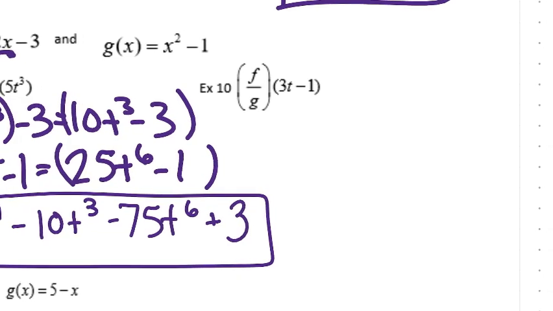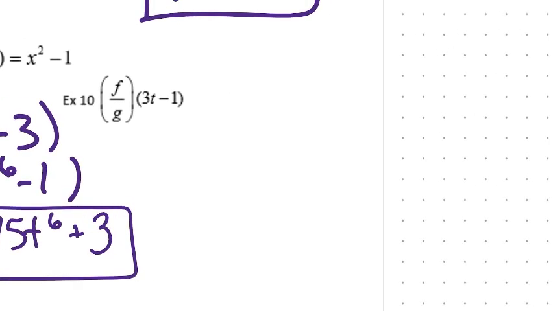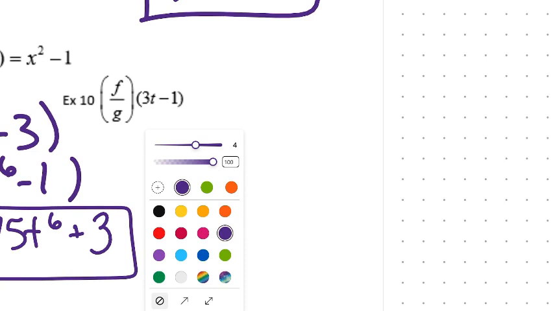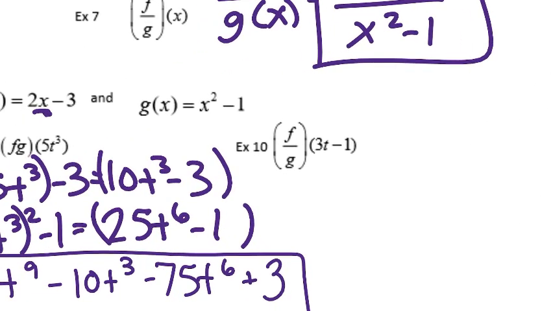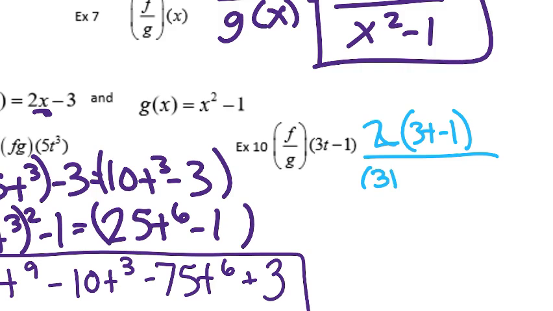Okay. The next one, let's look. We have the f function. So I'm going to look back at the f function real quick. So this is going to be on top, 2 times 3t minus 1 over 3t minus 1 squared minus 1.